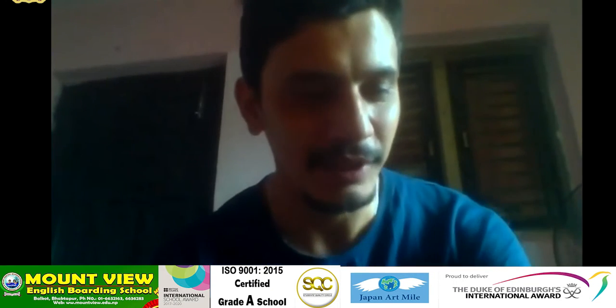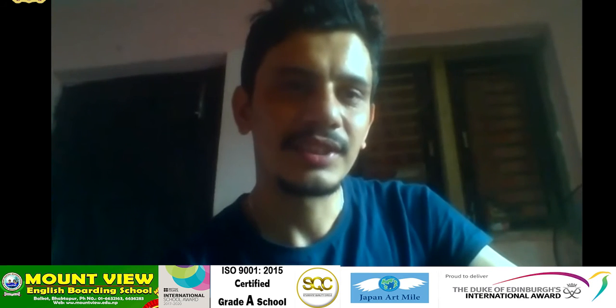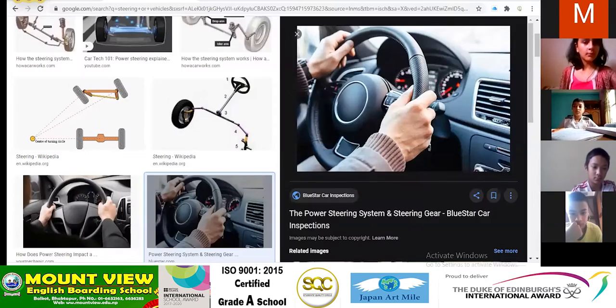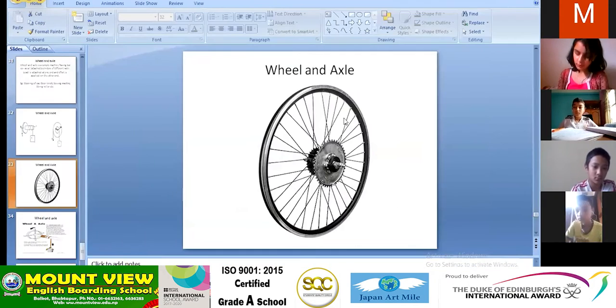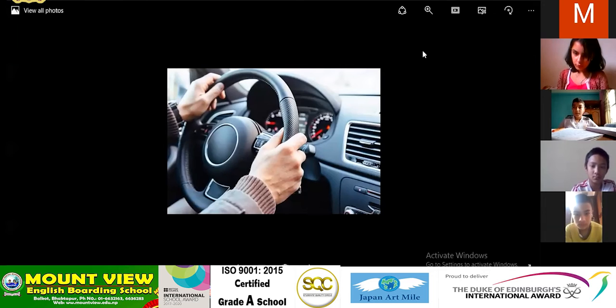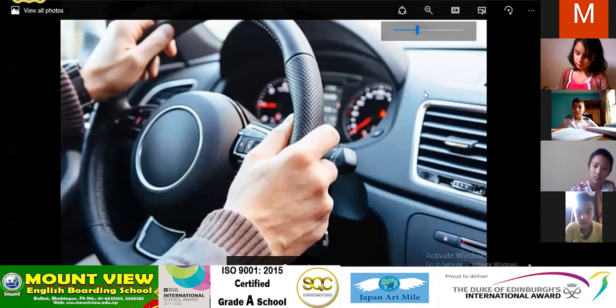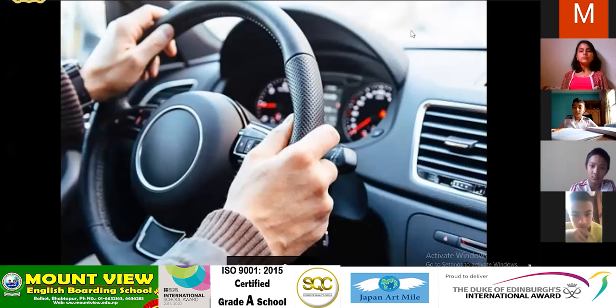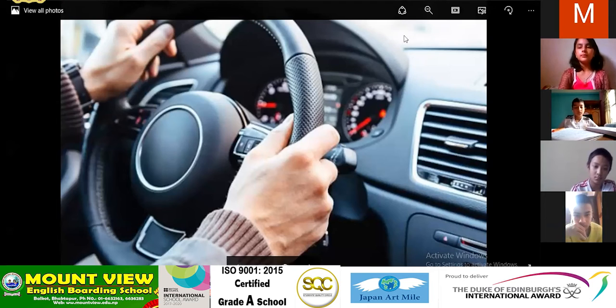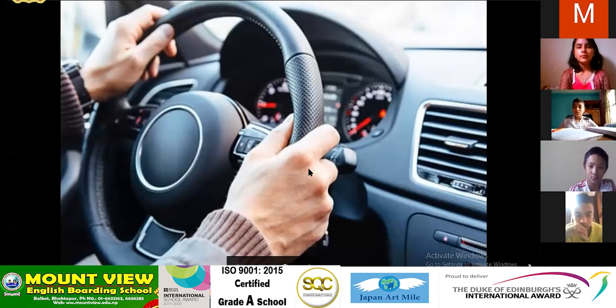So let me share the picture of the steering of a car. Just give me some seconds. All right, you can see. This is called the steering of a car. Look at this figure. Let me magnify it. You might have seen this one, isn't it? So the steering of a car is one example of the wheel and axle.